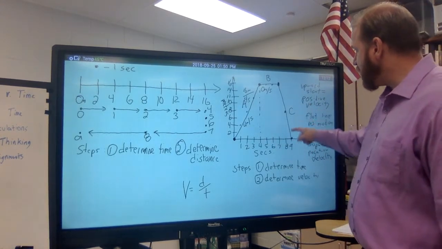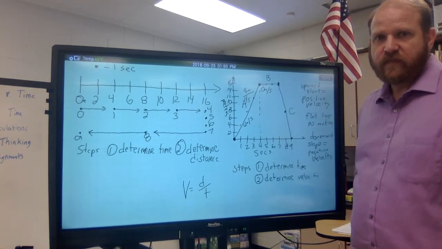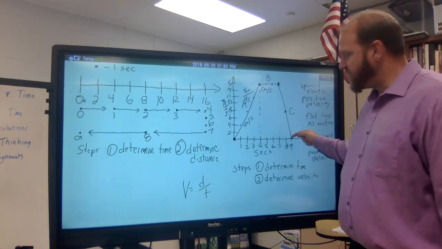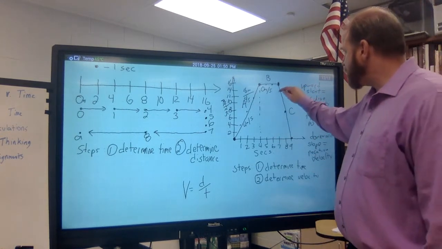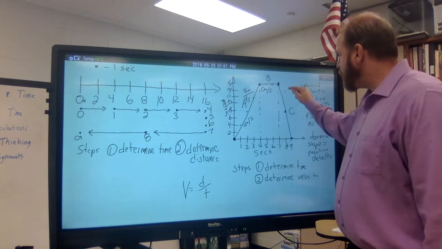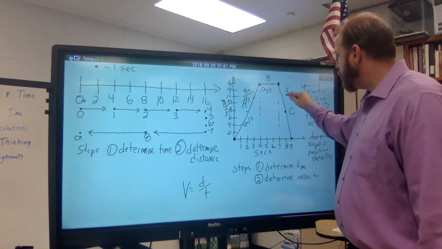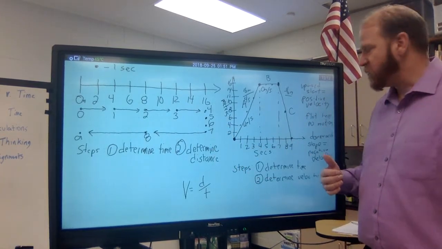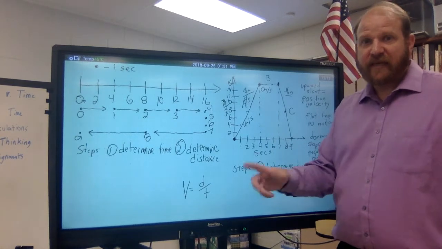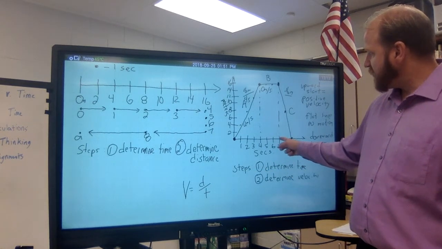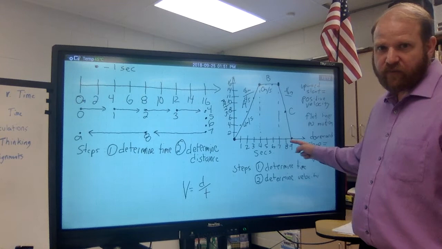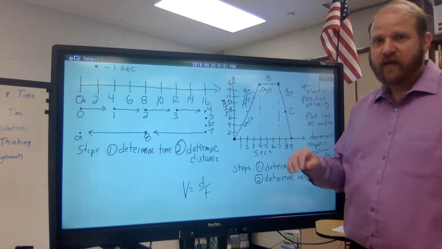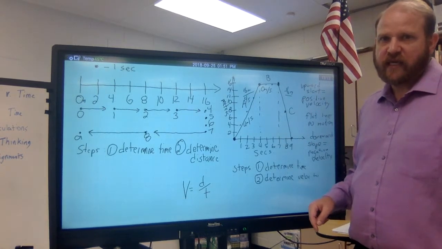Now I just have to determine the velocity of segment C. At segment C, we go from 16 meters at the top to 0 meters at the bottom. So that gives me negative 16 meters. The person traveled negative 16 meters. They returned back, so negative 16 meters. They started to move again at the 7-second mark, and they finished at the 9-second mark. So it took them 2 seconds to travel those negative 16 meters.